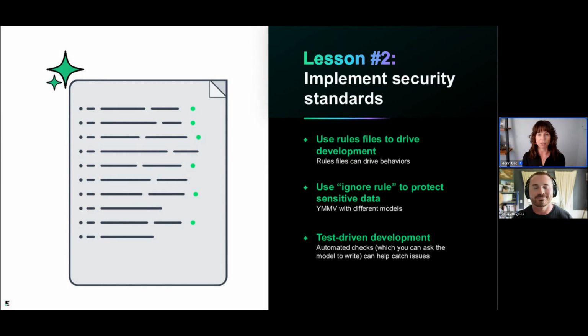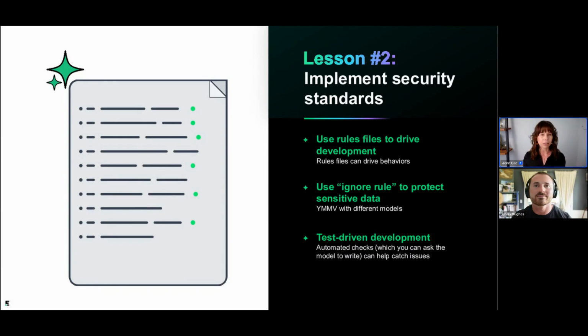that in a rule. And then anytime your Cursor or whatever writes some code that has to do with authorization, it will pull that in. You can also use an ignore rule to protect sensitive data, since that is often the biggest concern with using these tools. Just keep in mind, they work differently from model to model, so you might have to experiment a little bit to see which ones work.